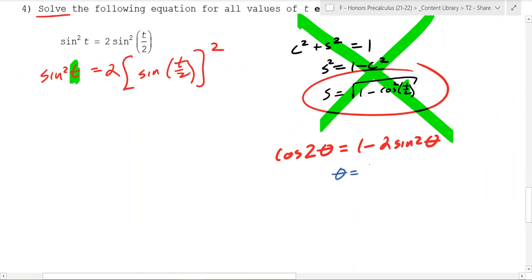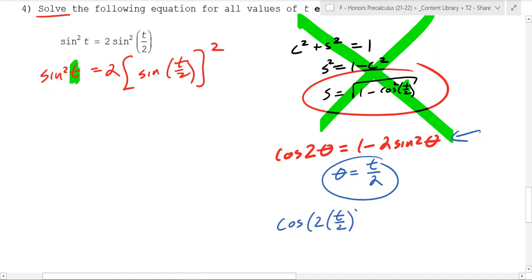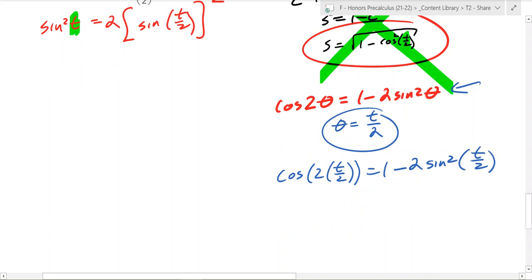Let theta equal t over 2. This is true for whatever you plug in for theta. So if you do that, you get cosine of 2 times t over 2 is equal to 1 minus 2 sine squared of t over 2, like this. The 2's cancel there, and you get cosine of t is equal to 1 minus 2 sine squared of t over 2. And look what we have.